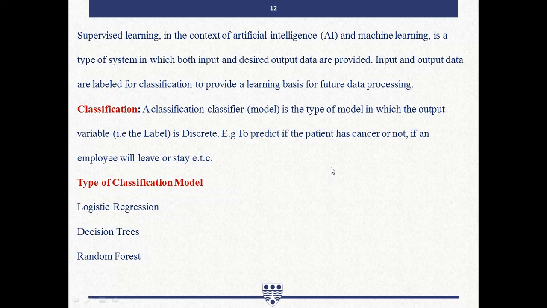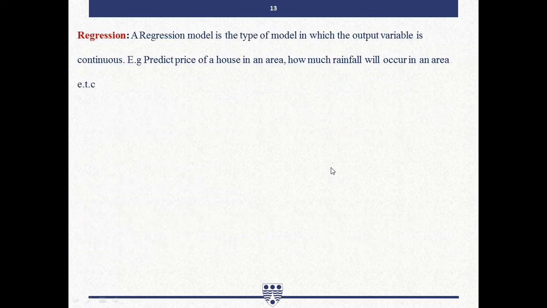Now the second type of supervised machine learning is the regression. In regression, we try to predict a numeric or continuous output. For instance, you want to predict the price of a house in an area. You want to predict how much rainfall is going to fall tomorrow. You want to predict the price of stock and similar numeric output.